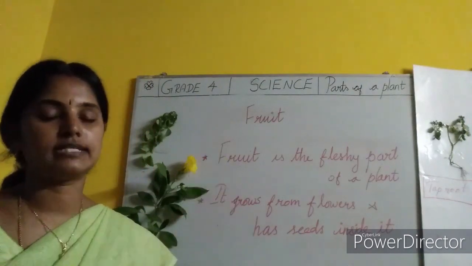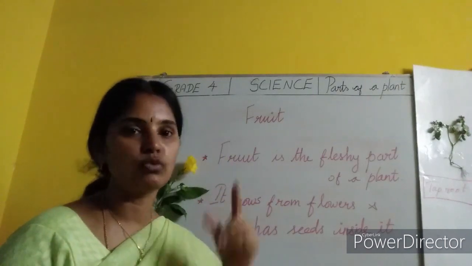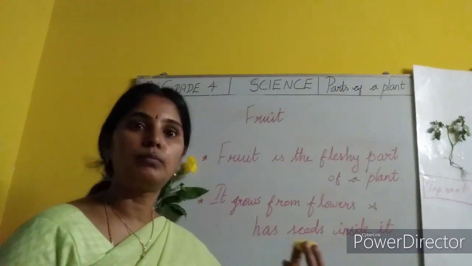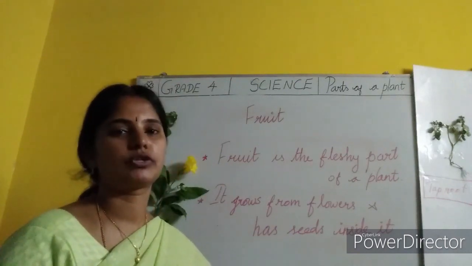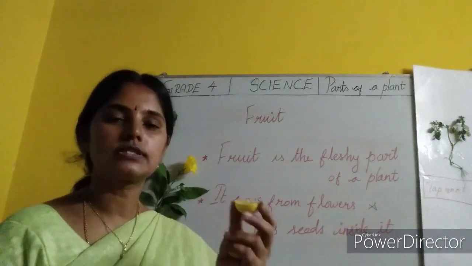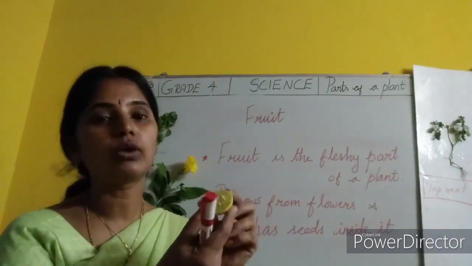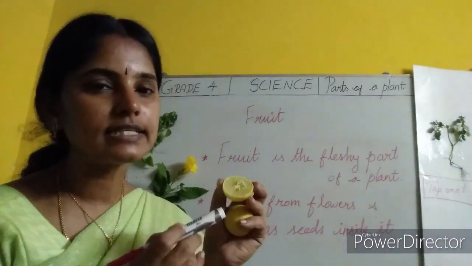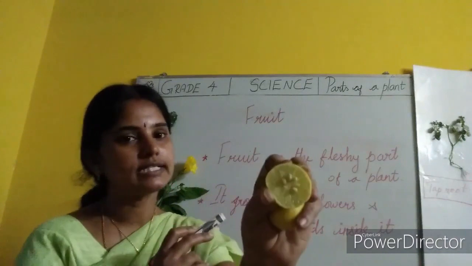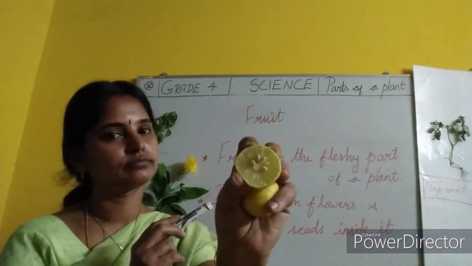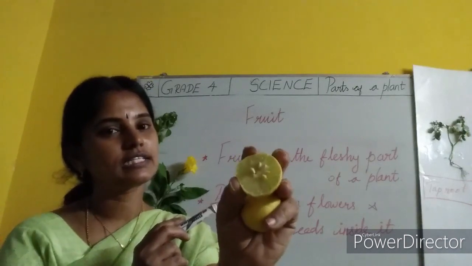So, fruit has many seeds. Few fruits have a single seed. Mango has only one seed. Pomegranate has many seeds. Papaya has many seeds. So, fruits are the fleshy part of the plant. This fleshy part protects the seed. That's why the seeds are safe.